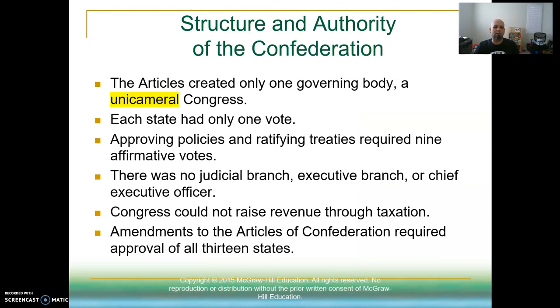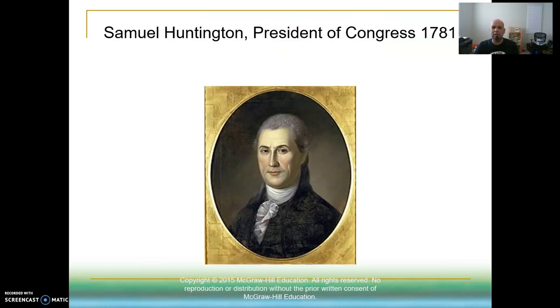And it's important because we talk about the way it's structured. There is no judicial branch, there's no executive branch. So we go back, Samuel Huntington is kind of the first president, but not really. It's a trivia question for random trivia nerds. You'll never need to know this for the test. I just thought I would throw this in there for real quick entertainment or trivia knowledge.